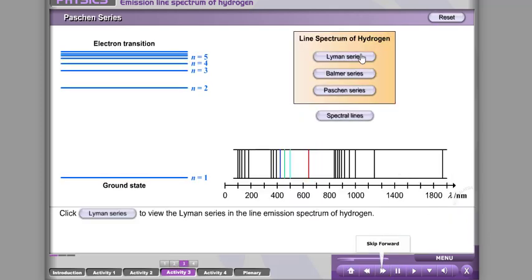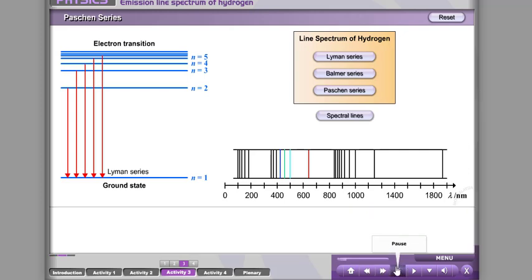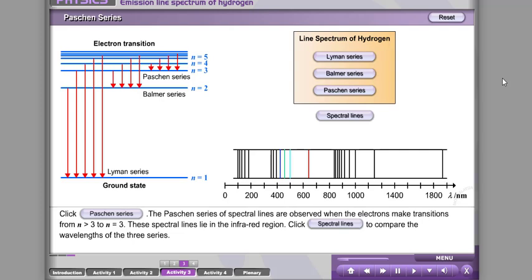Click the Lyman series button to view the Lyman series in the line emission spectrum of hydrogen. Click the Balmer series button. Click the Paschen series button. The Paschen series of spectral lines are observed when the electrons make transitions from n greater than 3 to n equals 3. These spectral lines lie in the infrared region. Click the Spectral Lines button to compare the wavelengths of the 3 series.